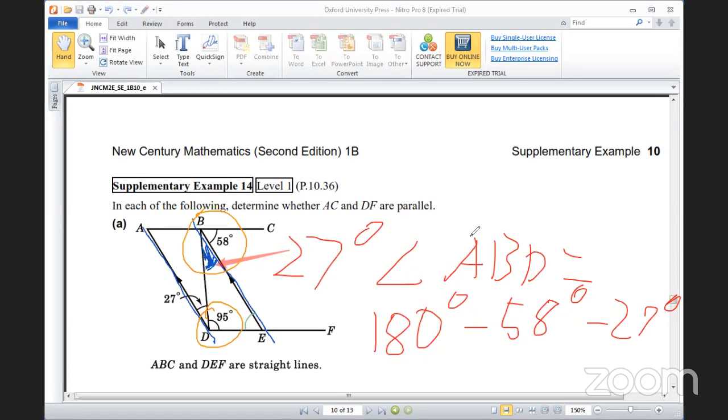Angle ABD. Okay. Adjacent angles on a straight line. And so, that's one way to do so, right?